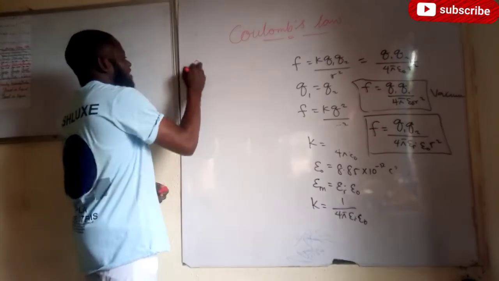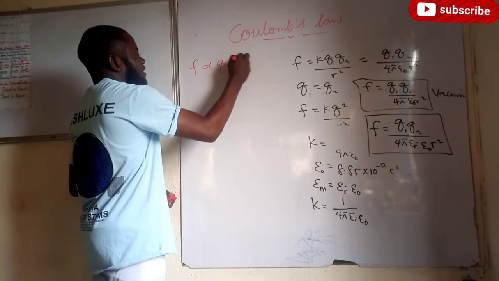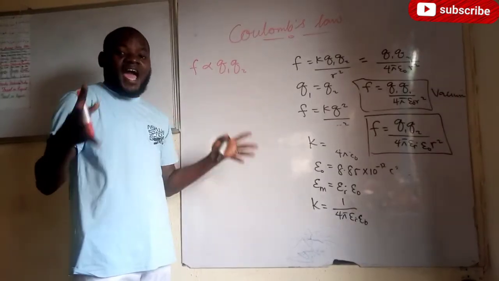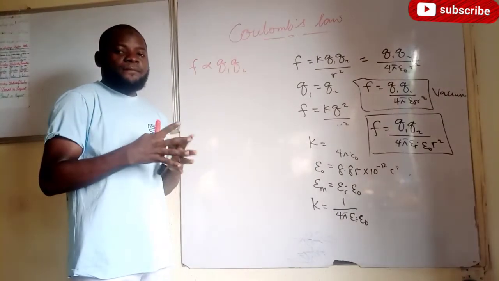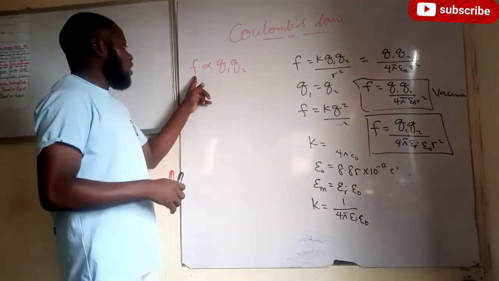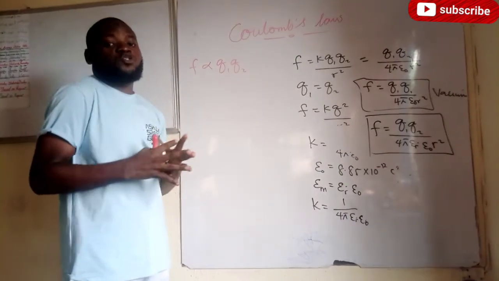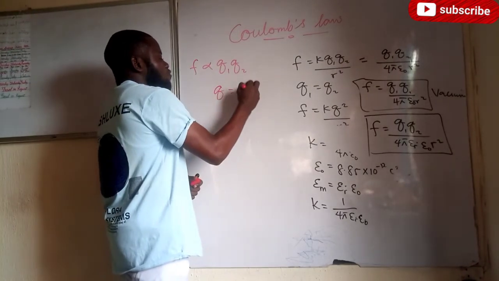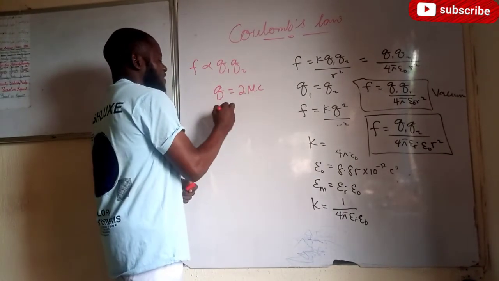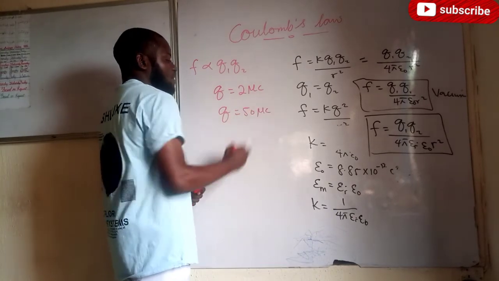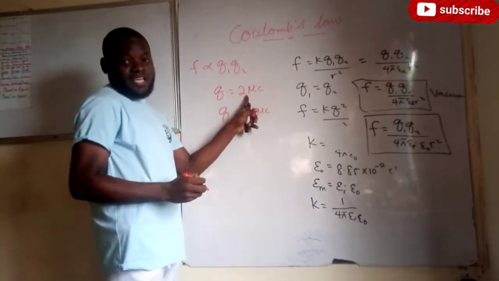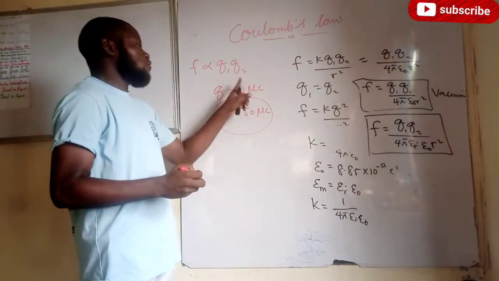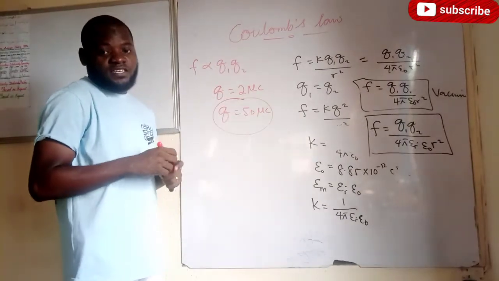Now, we can see that F is proportional to Q1 and Q2. Therefore, if the magnitude of the charges is very, very high, are we together now? Once their magnitude is high, then your force of attraction or repulsion would also be what? High. Like if I have a charge of 2 microcoulomb and I have a charge of 50 microcoulomb. Now this is quite greater than this. Are we together now? So the force of attraction or repulsion that this one is going to create will be more than that of this. Are we together now? Cool.